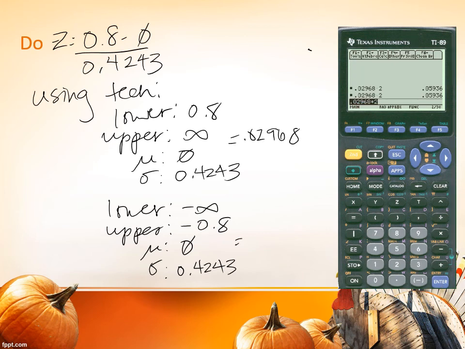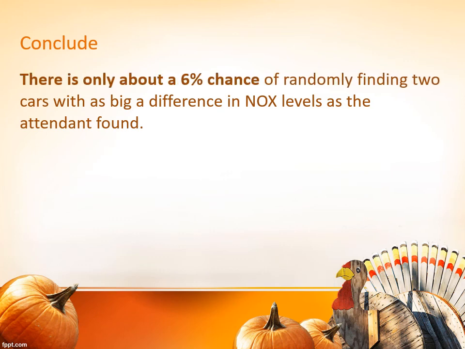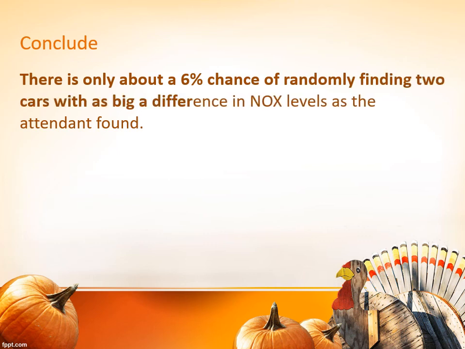So when I find this using TEC, I'm going to find that this is 0.02968 and this is 0.02968. So when I add them both together, I get a total probability of 0.05936. Okay, so the conclusion for this says there is only about a 6% chance of randomly finding two cars with as big a difference in NOx levels as the attendant found. So then there's our conclusion in full context.